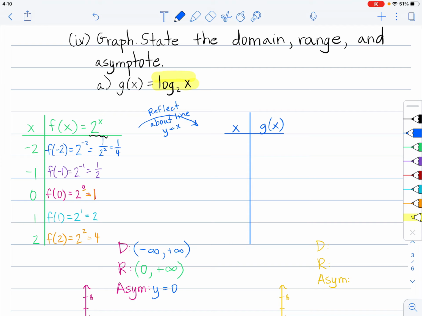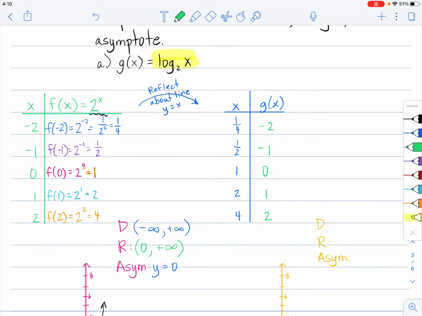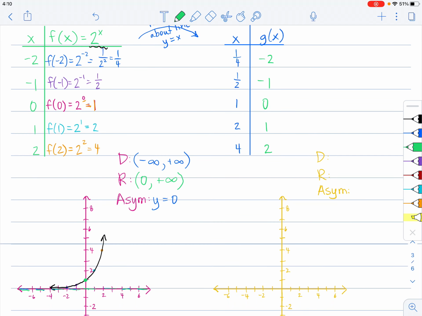I guess I'll call this g of x. So when I reflect about the line y equals x, aka swap x and y coordinates here, I get that my x is 1/4, 1/2, 1, 2, and 4, and that my y value, or my g of x in this case, is -2, -1, 0, 1, and 2. And now we can plot those points.